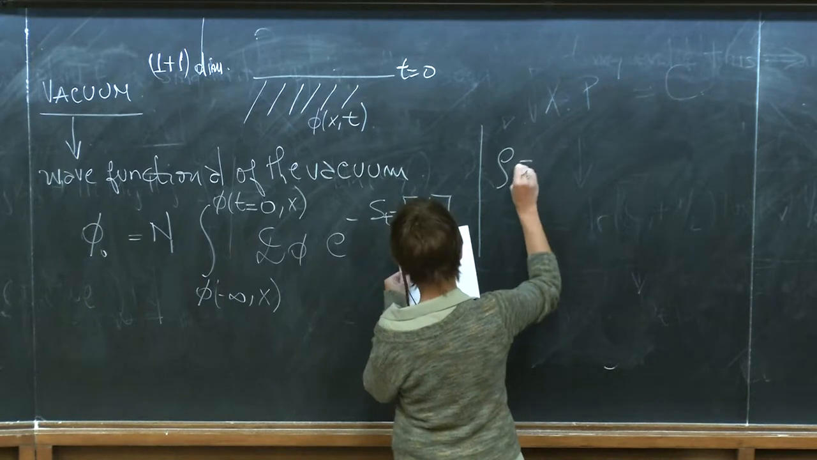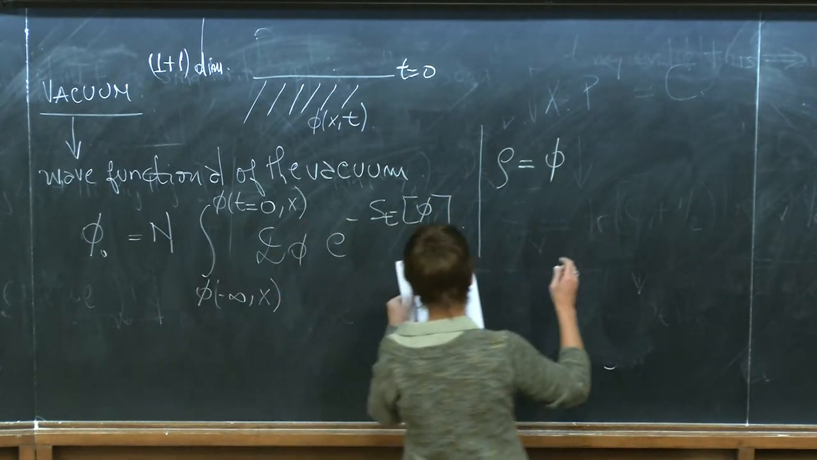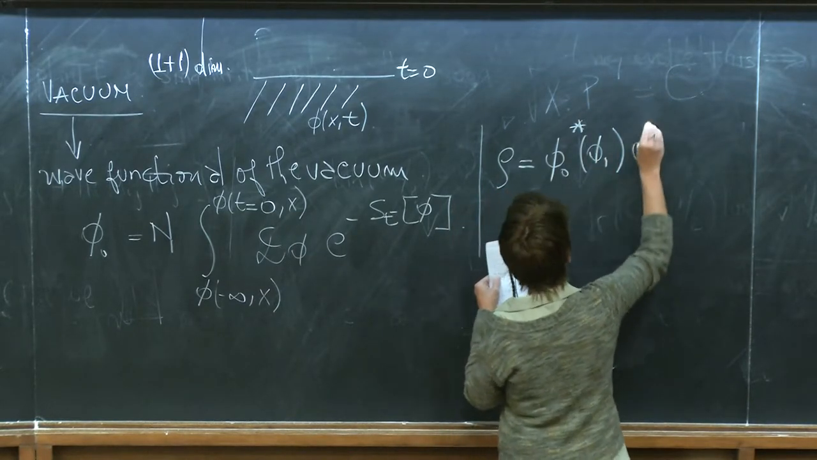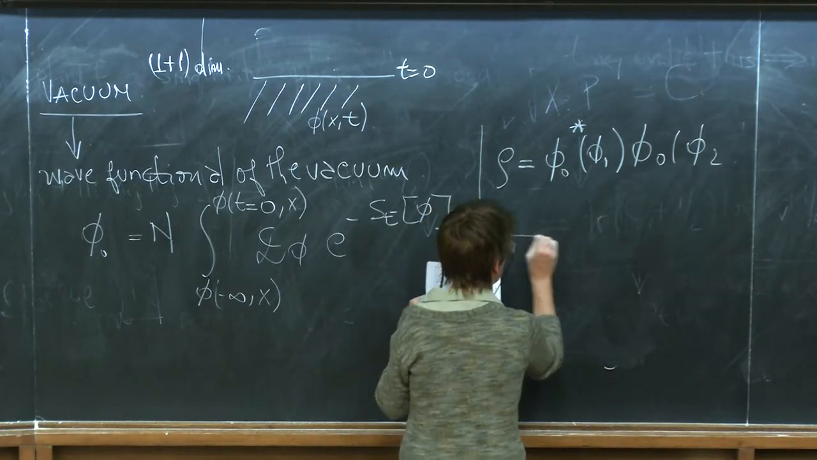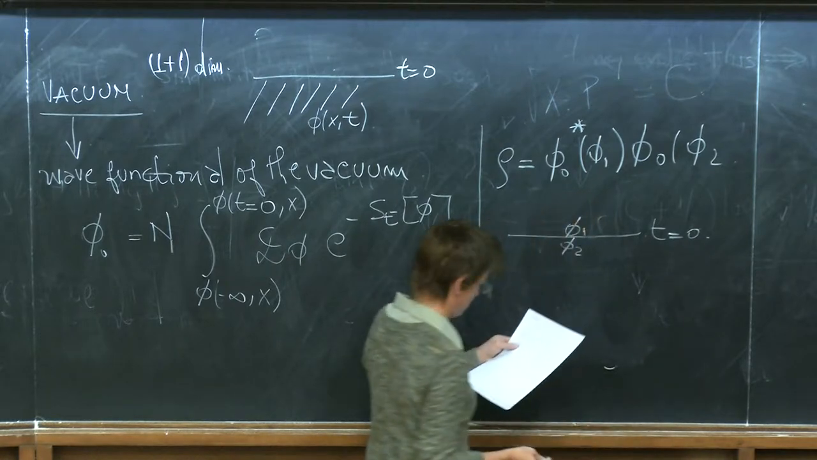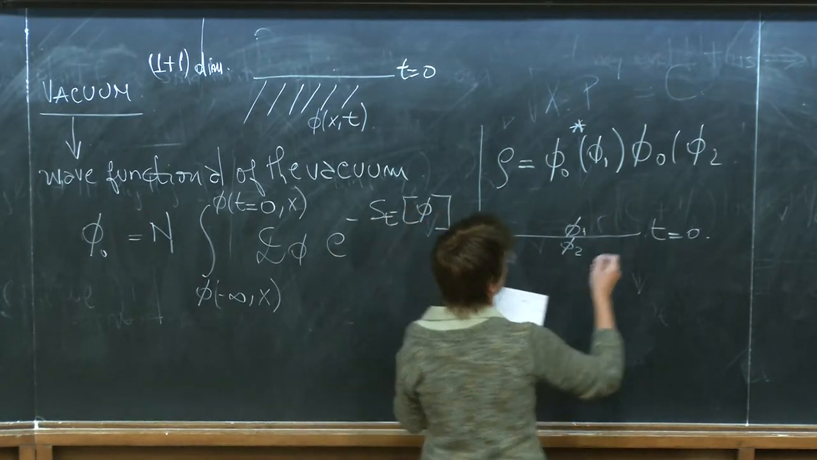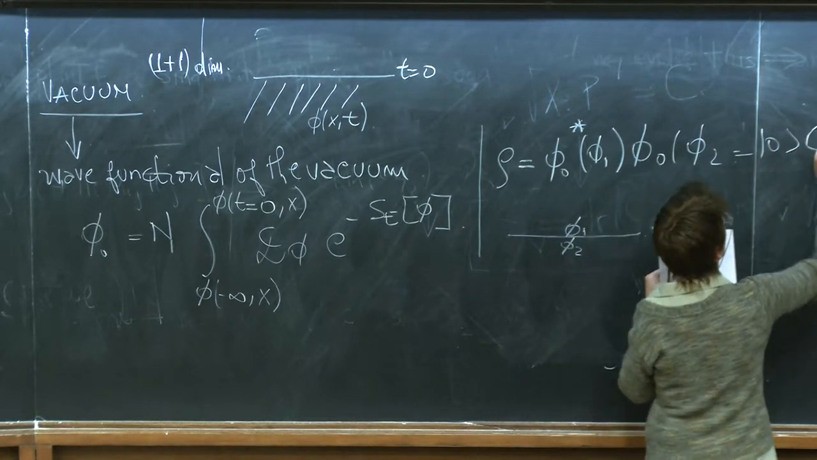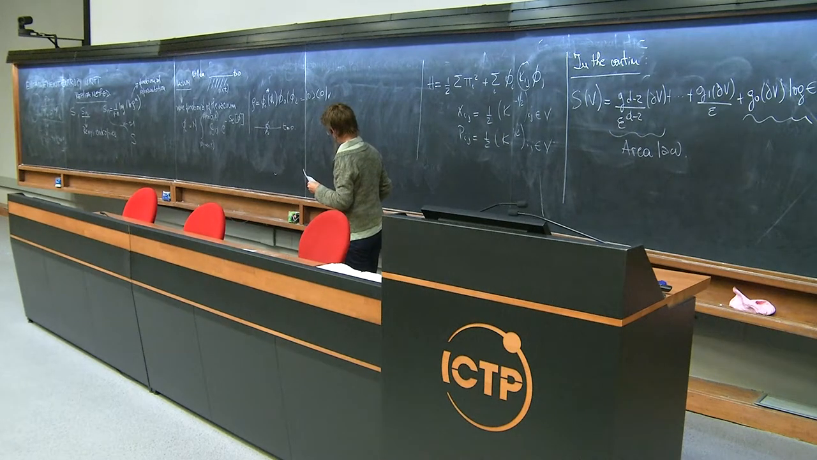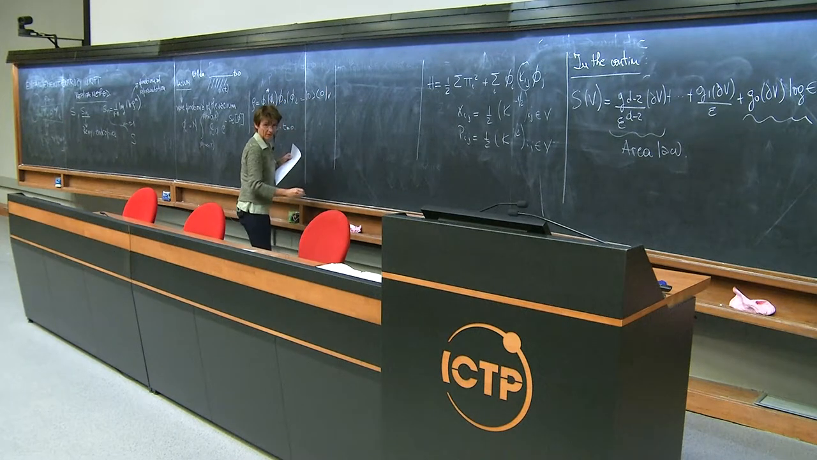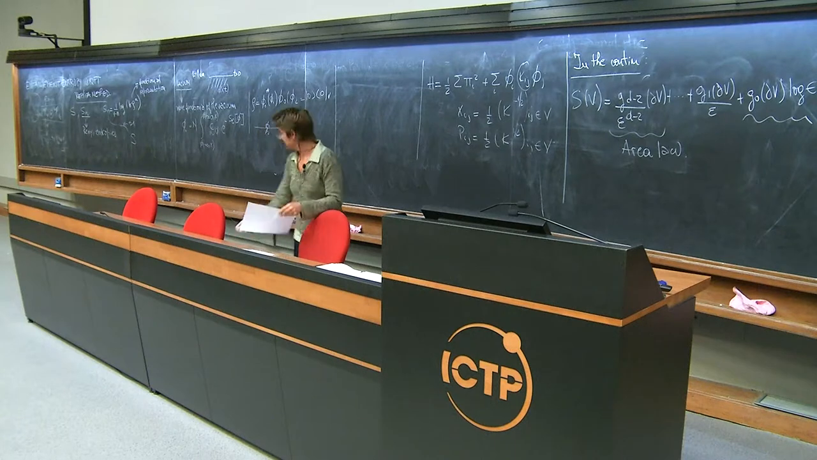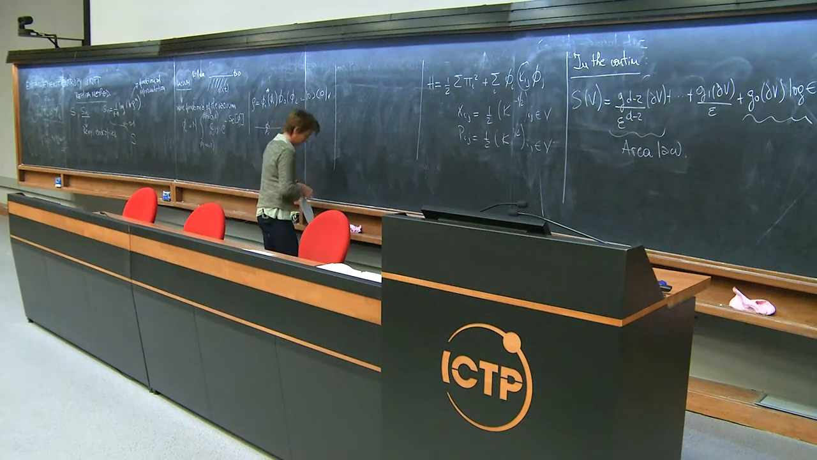Now we can write the density matrix, just taking twice this expression. What I'm doing here is just thinking of phi 2 and phi 1 as the boundary conditions at tau equal 0. But now, how to arrive here? Let's write it here.